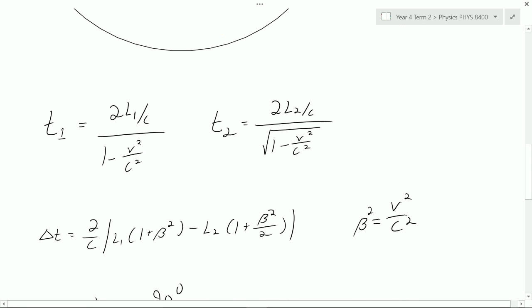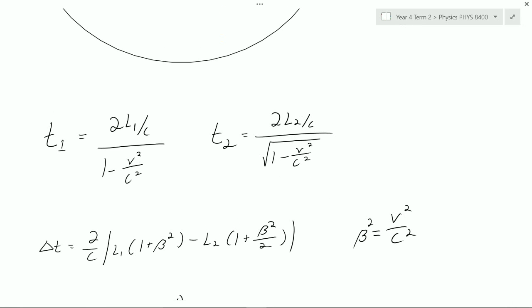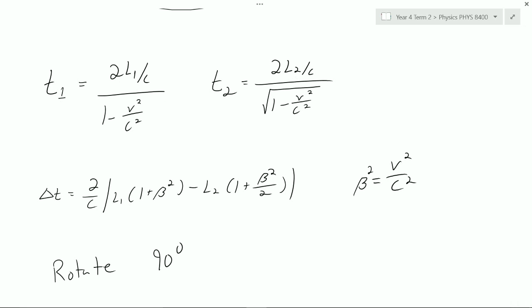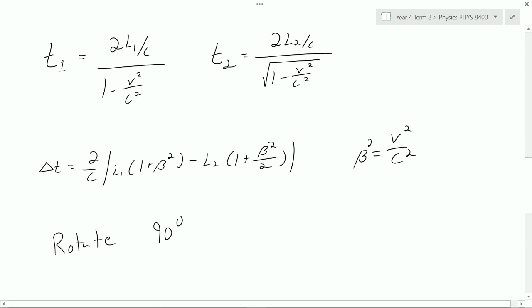Now, the difference in time of those two beams hitting is equal to 2 over c, the speed of light, multiplied by L1 times 1 plus beta squared, minus L2 times 1 plus beta squared over 2, where beta squared is just the Earth's velocity squared over the speed of light squared.